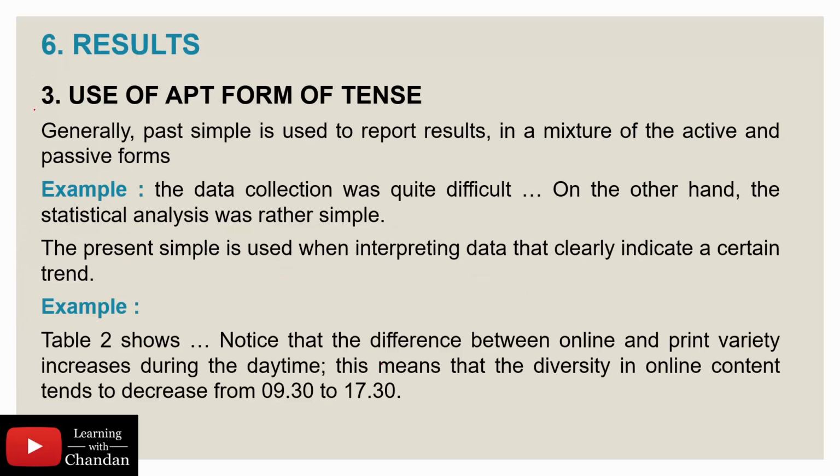The next important point is to check for the apt use of tense form. Generally, past simple tense is used in a mixture of active and passive voice. For example, this statement represents past simple in active voice. Present simple is also used when interpreting the data that indicate a certain trend. Like this, here, Table 2 shows, this represents present simple tense. Or here, this means, also represents present simple tense because it is clearly indicating a trend.